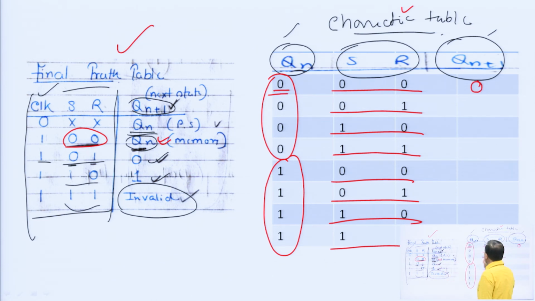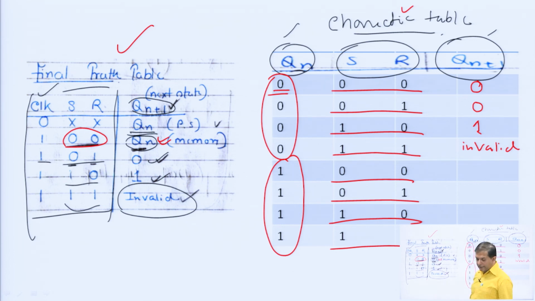Now for 0 1, Qn plus 1 is 0. For 1 0, Qn plus 1 is 1. For 1 1, this is invalid. Up to this point I think it is clear to you.